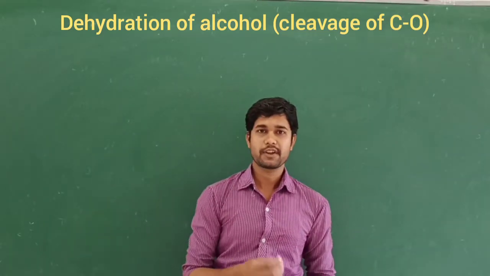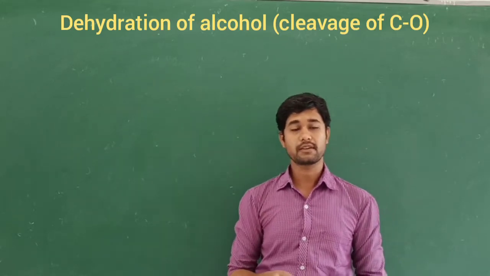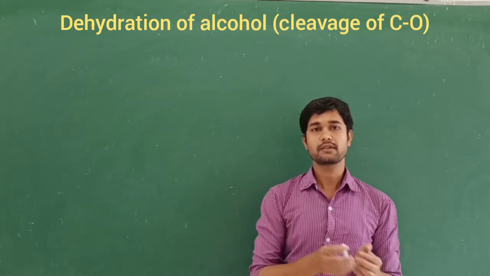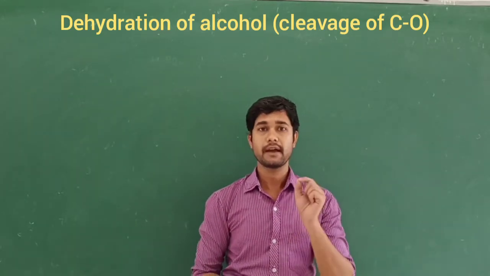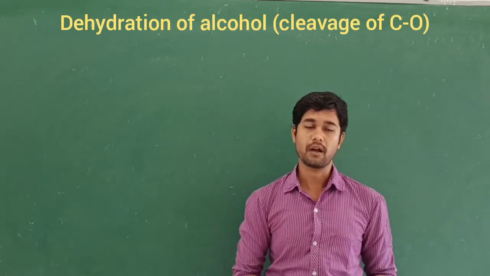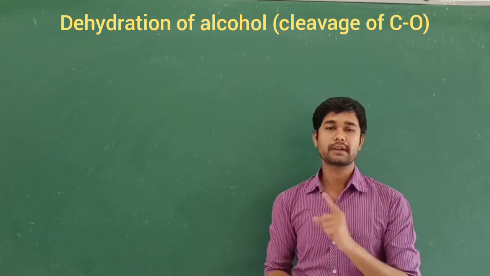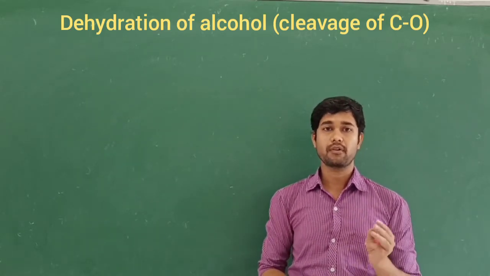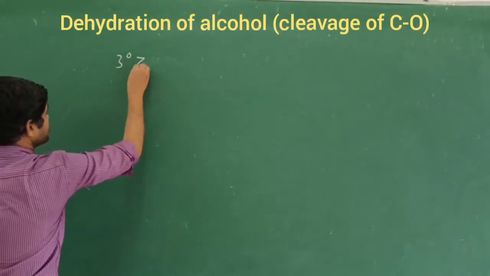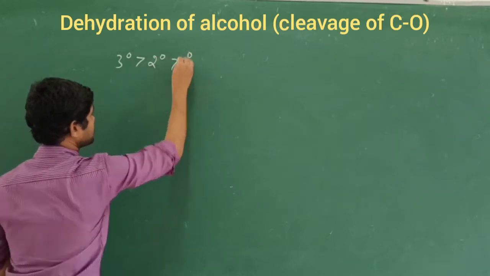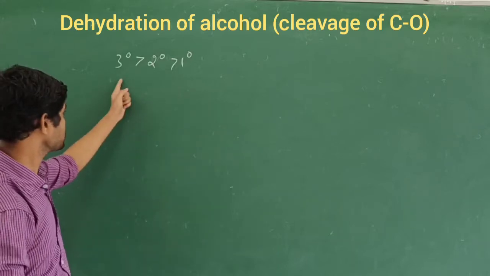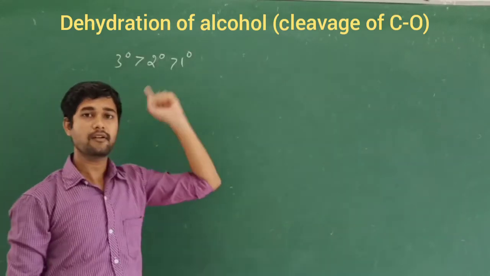We have seen in the last reactions that H2SO4, sulfuric acid, acts as a dehydrating agent to remove the water molecules. Not only this, we also use phosphoric acid, H3PO4. It also removes the water molecules from various alcohols. One more important note here: the rate of dehydration of alcohols in order is tertiary greater than secondary, and secondary greater than primary. So this is the order of dehydration of the different alcohols.